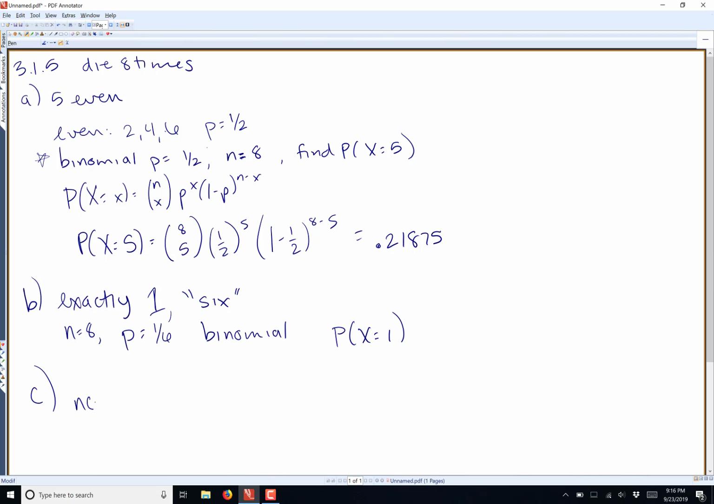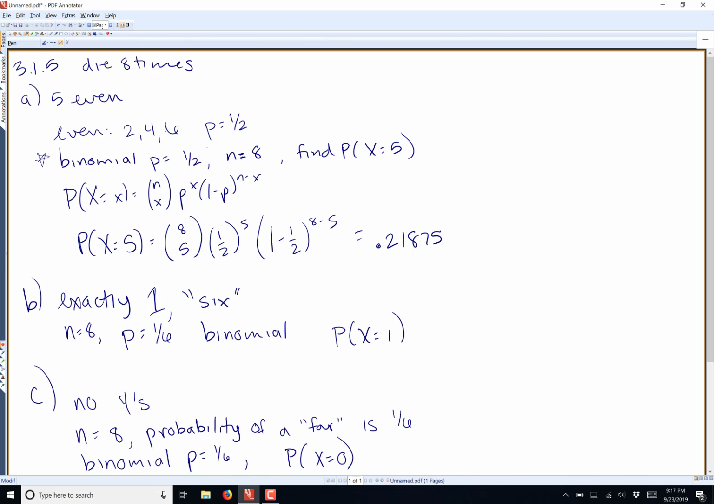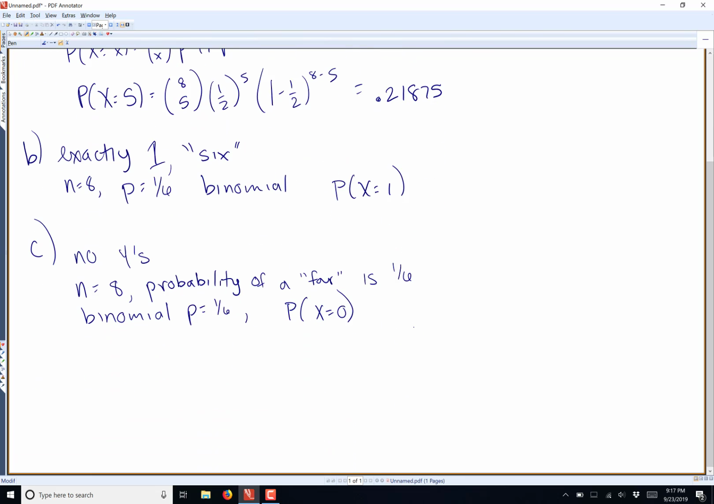Part C says no 4s. So this is how I would set it up. It wouldn't be the only way you could do it, but we're still doing it 8 times. And the probability of a 4 is 1/6, this would be the easiest way to do it. Okay, so we're going to do a binomial. n equals 8, p equals 1/6, but we're looking for the probability that x equals 0 because we don't want any 4s. There are other ways you could do that. That would be the easiest, and we are doing a binomial distribution, so it makes sense to do it that way.